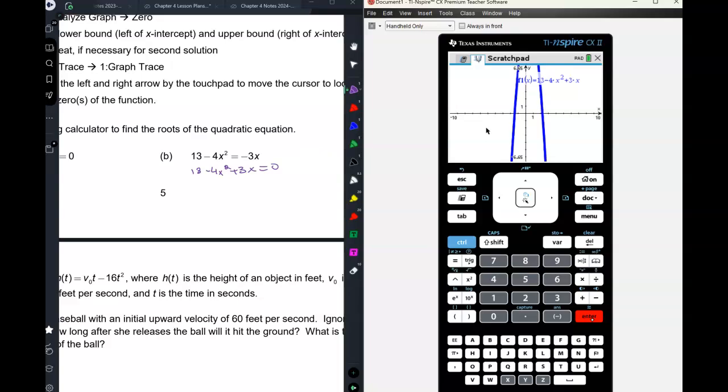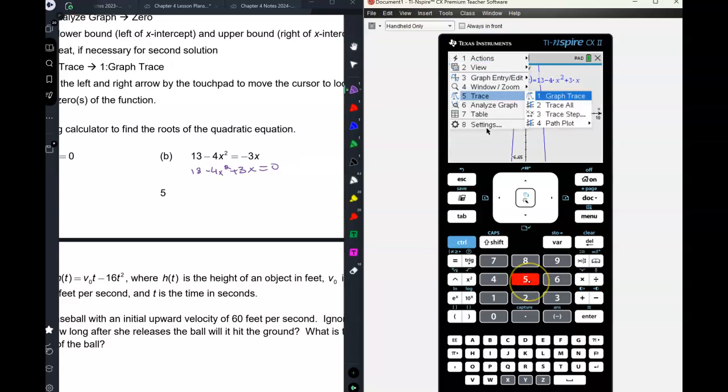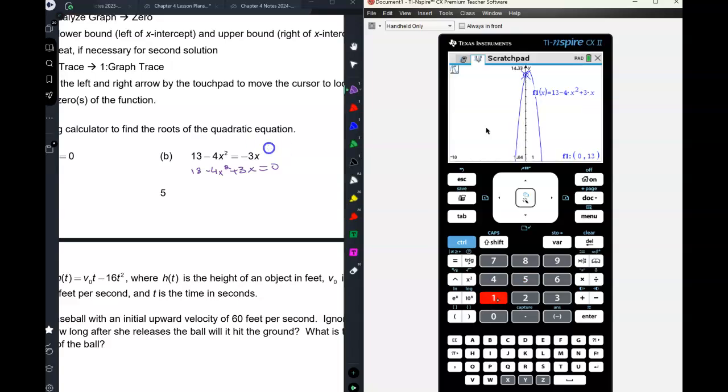Now, look at what we're going to do. No, we don't put in the equals 0. So now we're going to do it by tracing. So we're going to go menu, press 5 for trace, 1 for graph trace. And now, look, you've got your cursor here. Now when you press the left and right arrow buttons, the word that we use is traverse the curve. So it'll hop through the curve. And at each point, look at what happens. At each point, you see the coordinate? It gives you the coordinate at each point.